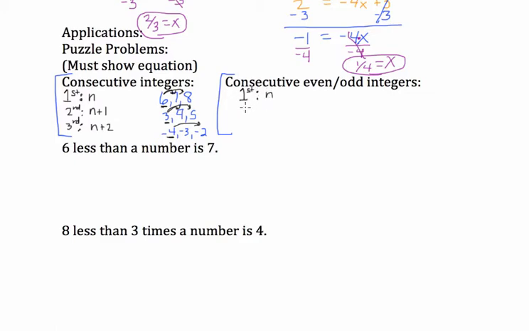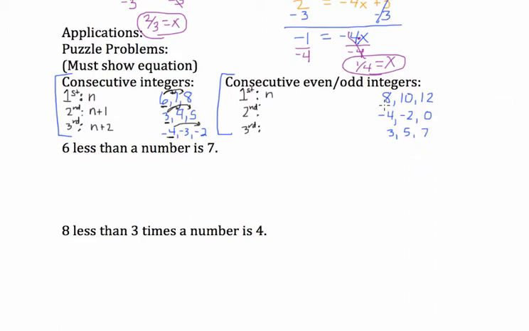If we name our first number n, let's think about what our second and third integers are going to have to be named. Now first, let's list some even and odd integers. Okay, so let's say consecutive even integers. Here's an example, 8, 10, 12. Here's another example, -4, -2, 0. How about consecutive odd integers? 3, 5, and 7.